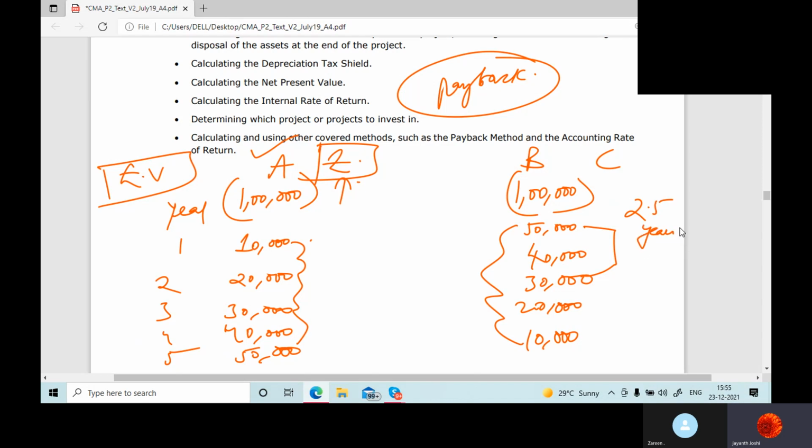Am I right, Zarina? Can you just trace it out? Yes, sir. You can see 90,000 we have recovered in year 2 and the remaining 10,000 between the second and third year. So it takes 2.5 years to recover the leftover 10,000, and 2.5 years to recover the 1 lakh invested. But here it takes almost exactly 4 years to recover your amount.